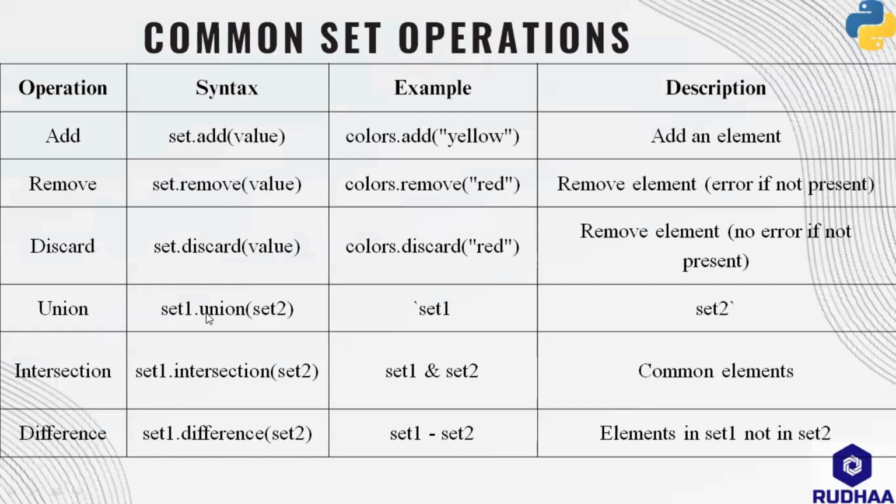And union means combination. Set 1 dot union set 2 means it will combine both the sets. Intersection, set 1 dot intersection set 2, means it will take only the common elements that are present in both the sets. Difference means the elements that are present in set 1 which are not present in set 2 will be displayed.